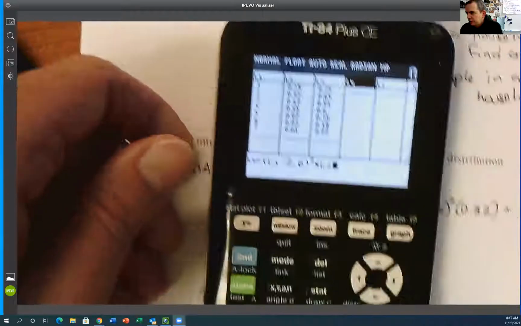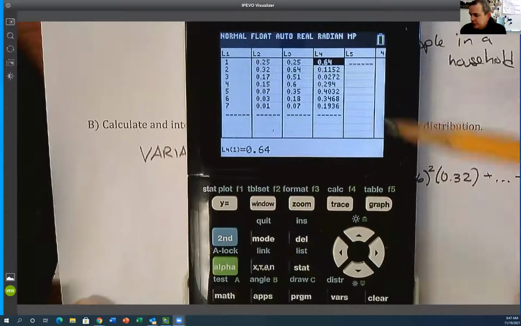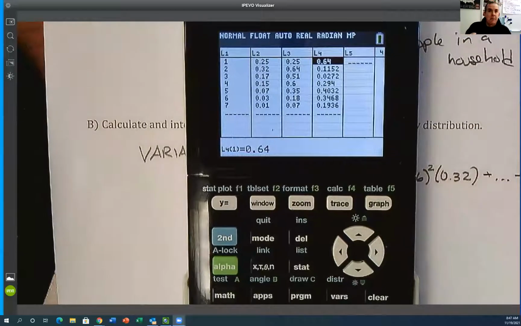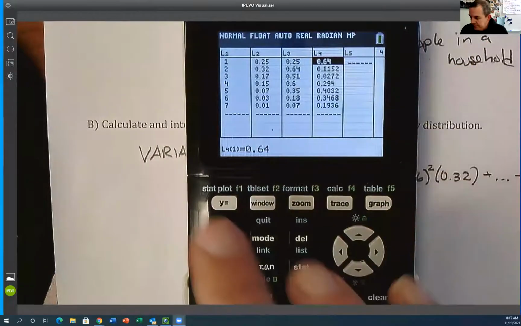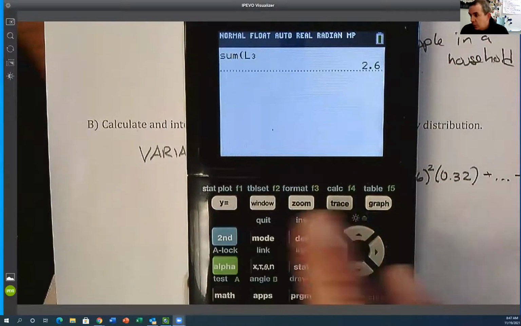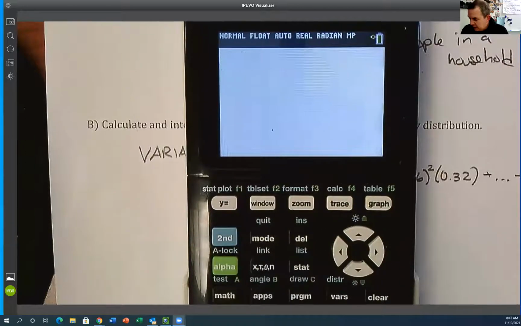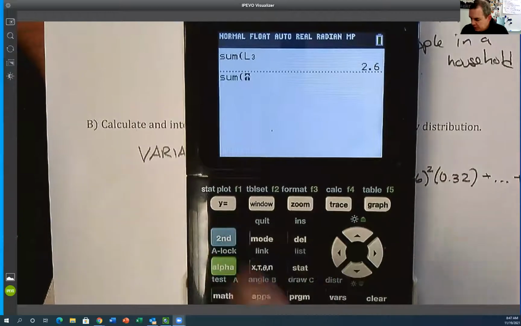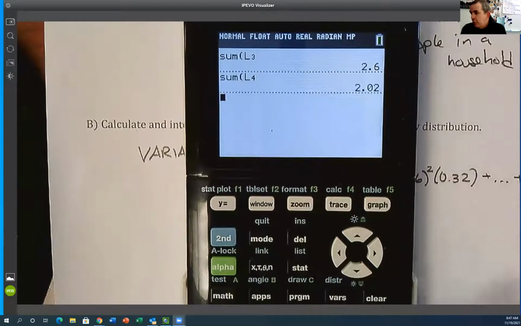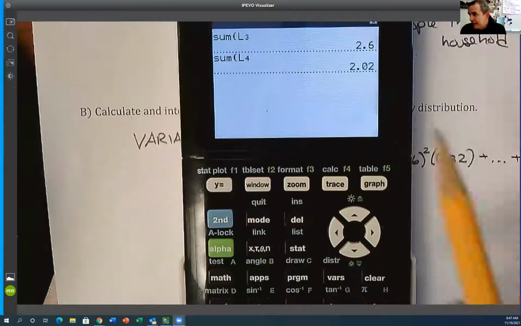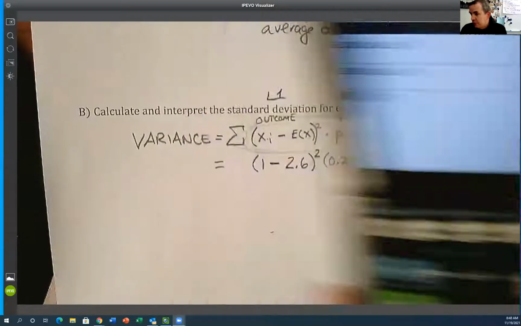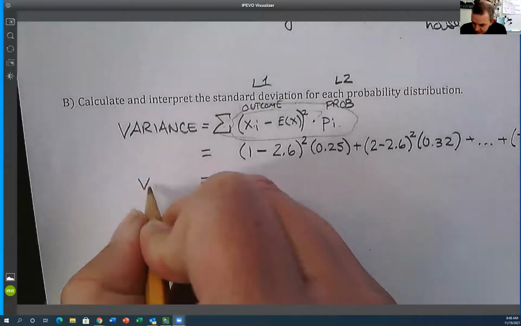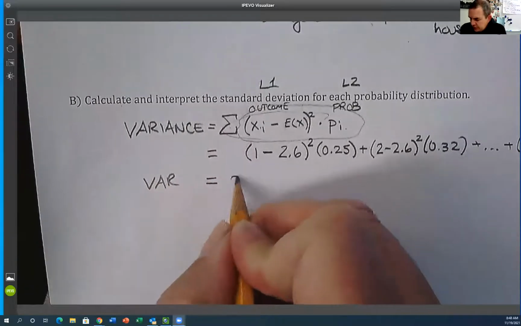So now we're going to hit enter. And this gives me the components of my variance, the pieces that make up my variance. I need to add them all up. So quit. We're going to go to catalog, go to sum, and sum L4. And what that tells me is that my variance is 2.02. That's the sum of all of this. So my variance is 2.02.